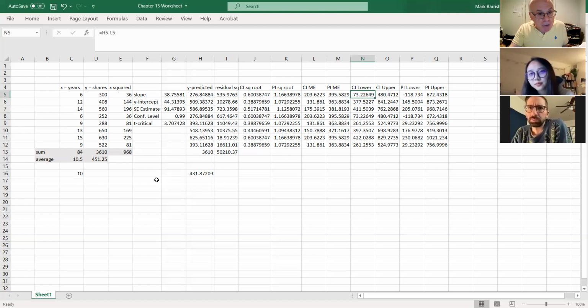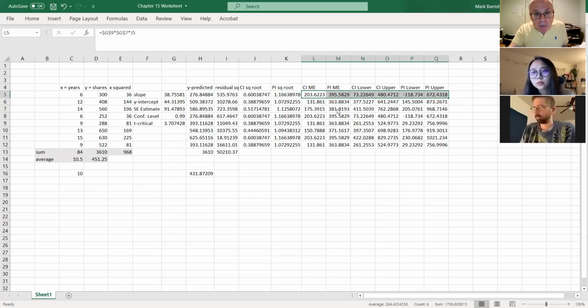And then if I wanted to do this for a different value of x, such as 10, and I have my predicted value here, now I can simply copy down these formulas. I can copy all of this here, all the way down to that. I'll copy it and then paste it down here.